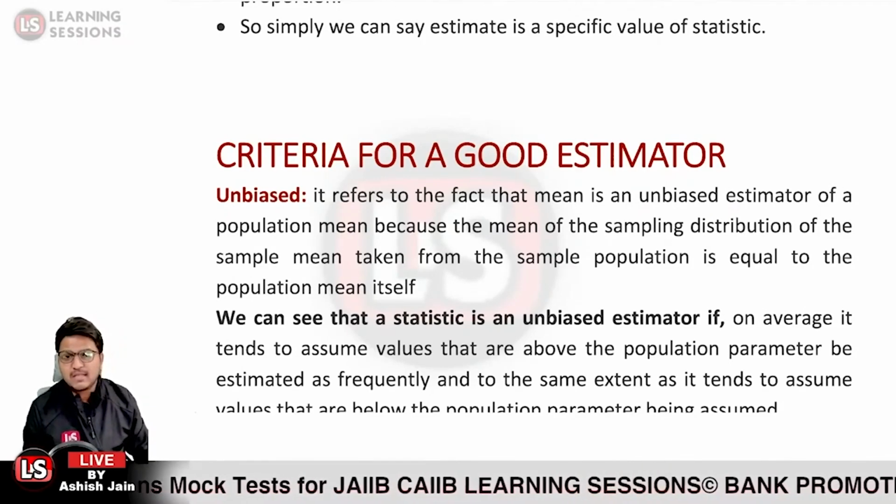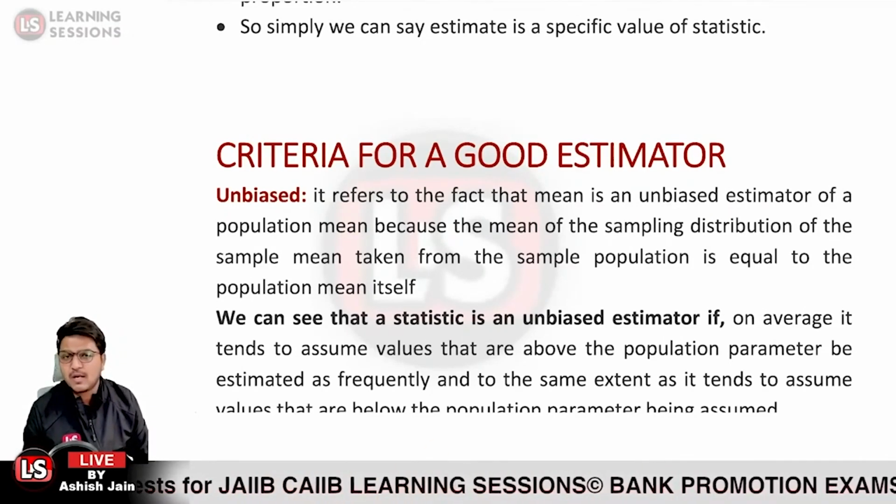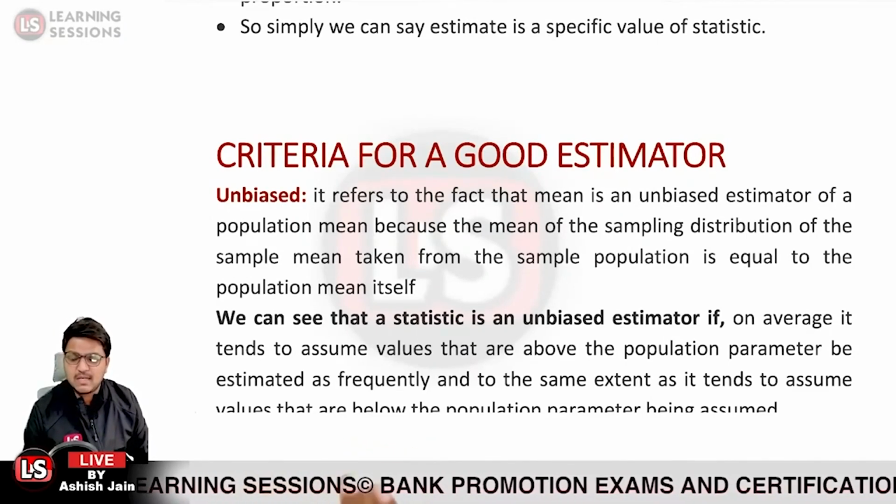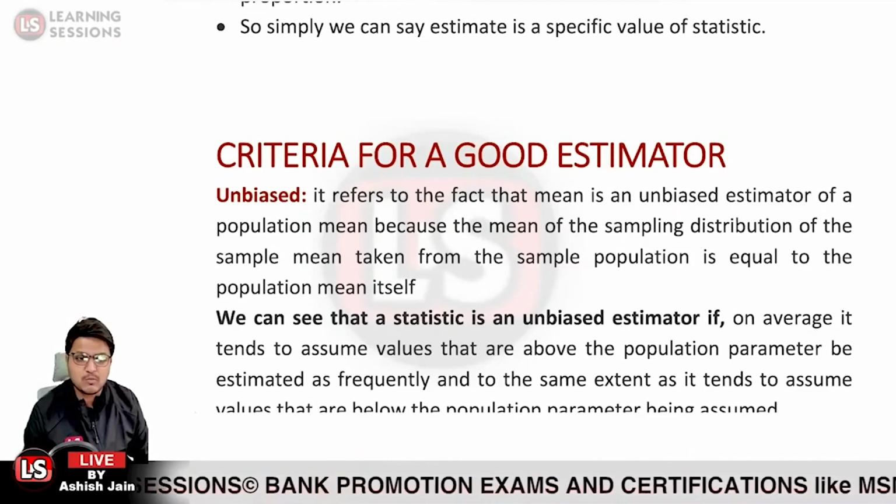That determines whether the estimator is biased or unbiased. If the values are not moving in the same manner, it is said to be biased. Otherwise, if it is moving in the same manner, it is said to be unbiased.